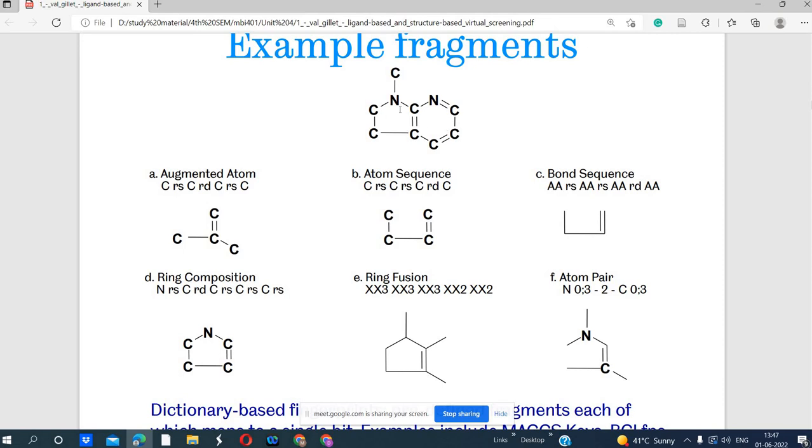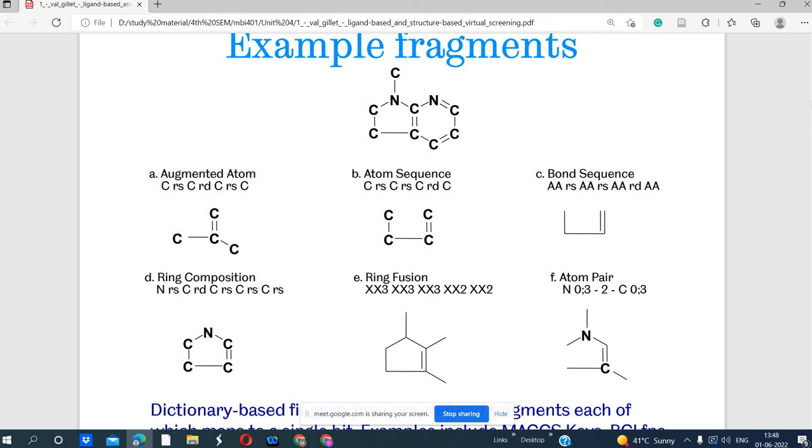Suppose there is one structure, as you can see above. Now you can see different forms of the same structure, like the augmented form, written here. In B you can see the atom sequence, where the structure is represented as a sequence of atoms. These are representations of the same structure. These are the augmented atoms with a central atom, and these are the atom sequences.